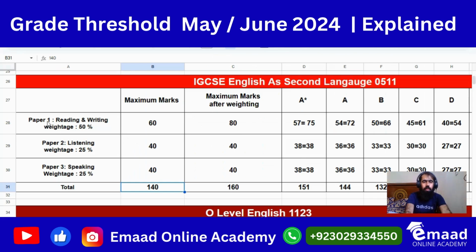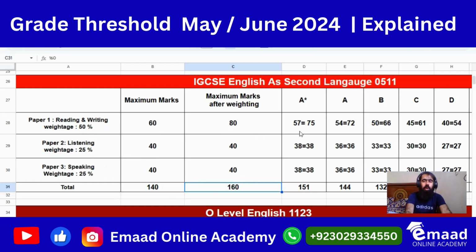Let's see. In paper 1 reading and writing, we have 50% weightage. So after weighting 140 becomes 160, so you have to calculate out of 160. So for paper 1 reading and writing, total marks after weighting are 80. And for listening, because it is 25% of 160, it's 40. For speaking too, the weightage in your overall grade is 25%. So one quarter of your overall grade is for the speaking paper, again 40 marks.